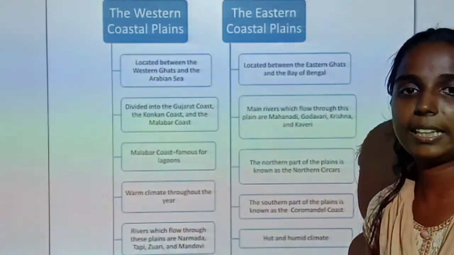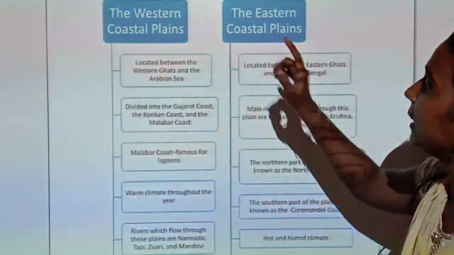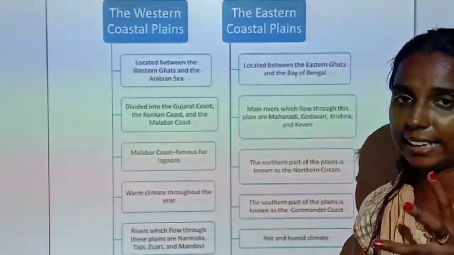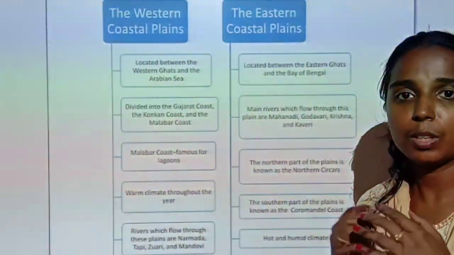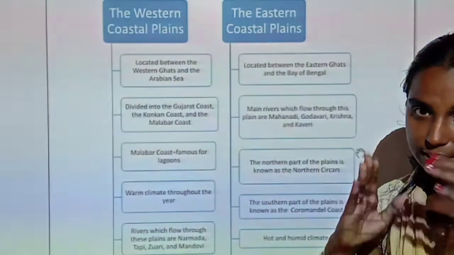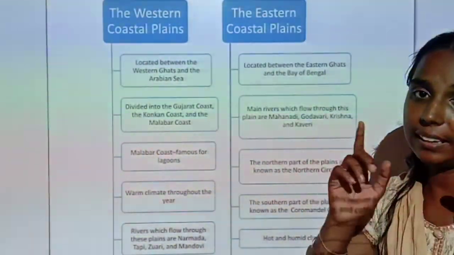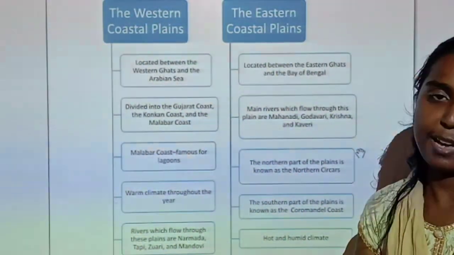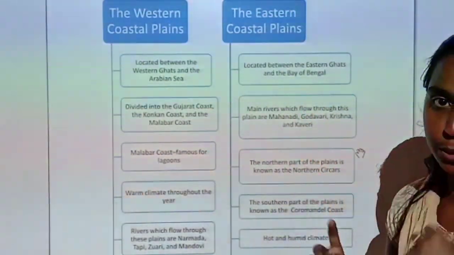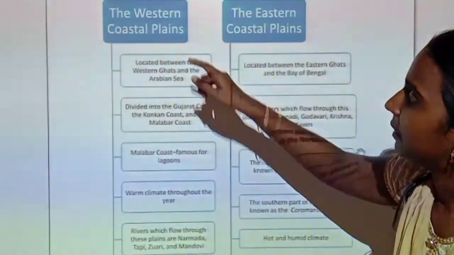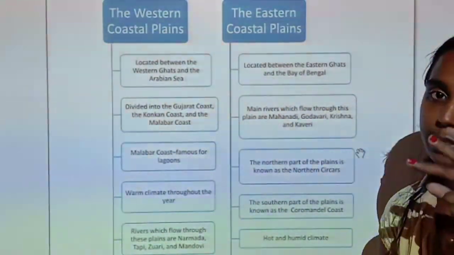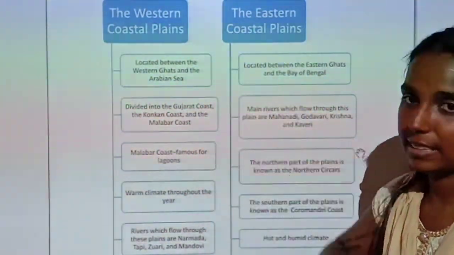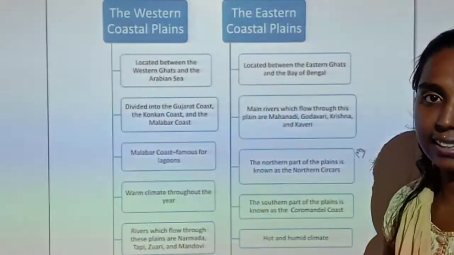Yes, the next physical feature we have learned about is what? The coastal plains, right? So where are the coastal plains located? They are between the Western Ghats and Eastern Ghats, and between the Arabian Sea and the Bay of Bengal, right? So see, we have two coastal plains. What are they? The Western coastal plains and the Eastern coastal plains.